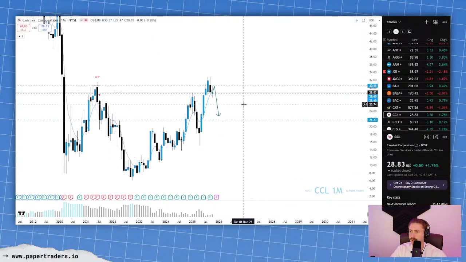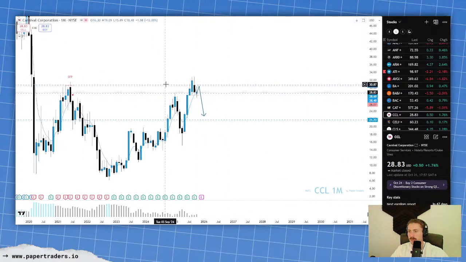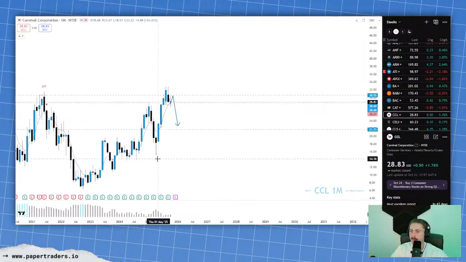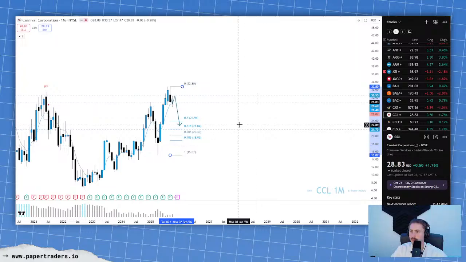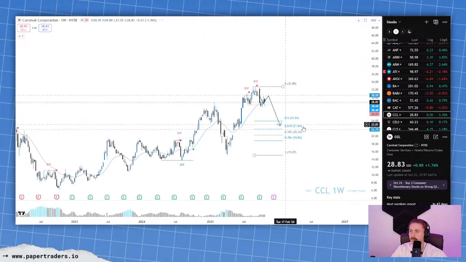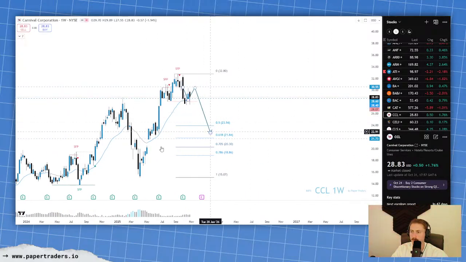CCL monthly, looking good for short. I like short. It was a perfect setup: monthly swept, weekly had a bearish CISD, and we just retested it last week. This is what we drew out on CCL a little while back. Looking right here, I really like shorts on that.